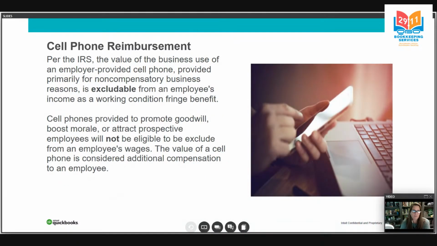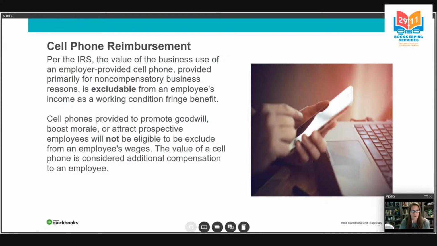There's a cell phone reimbursement. Per the IRS, the value of the business use of an employee-provided cell phone, provided primarily for non-compensatory business reasons, is excludable from employees' income as a working condition fringe benefit.